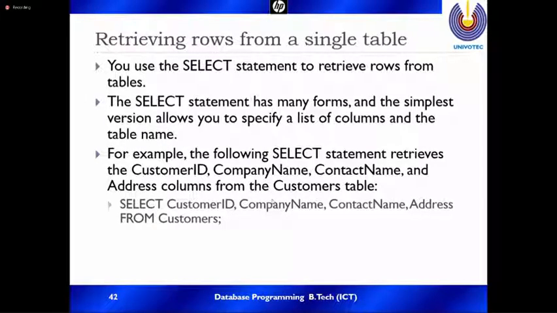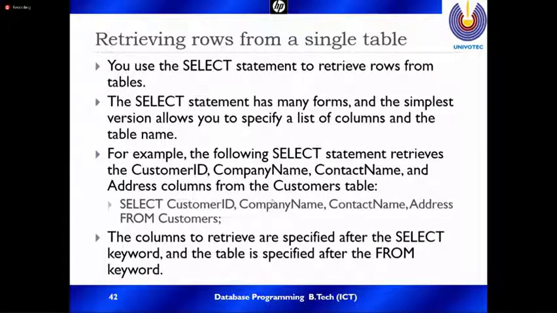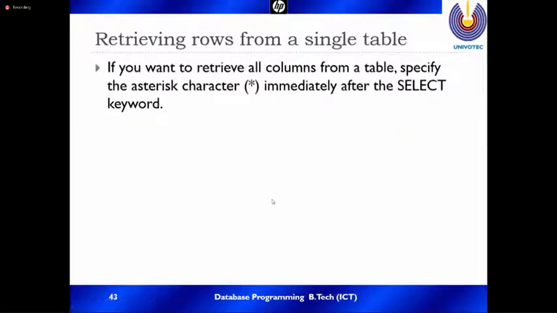Because here there is no where clause. We have three clauses: select, from, and where. The where clause is not here, so we retrieve the whole data. The columns to retrieve are specified after the select keyword, and the table is specified after the from keyword. Okay, which table do you want to retrieve from? Therefore the from clause is the customer table. In the customer table, we are going to retrieve the four attribute values. Then retrieve the rows from the single table.